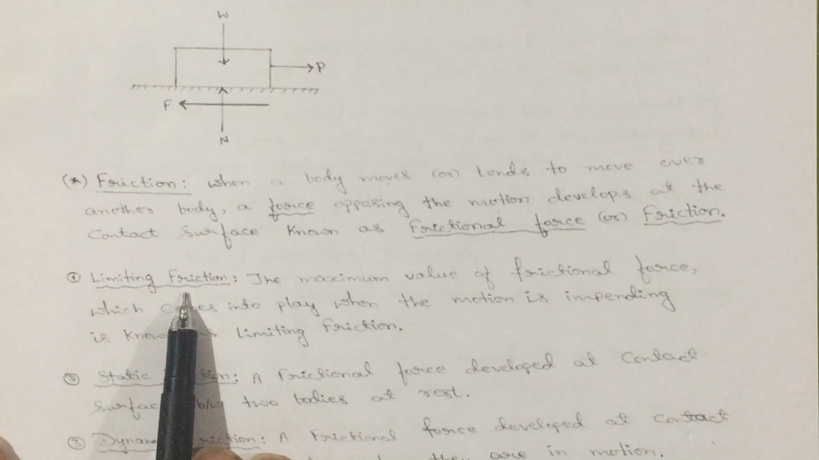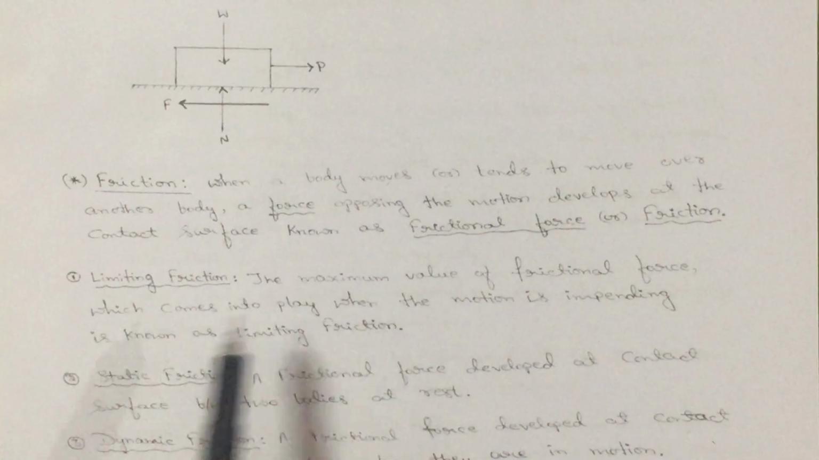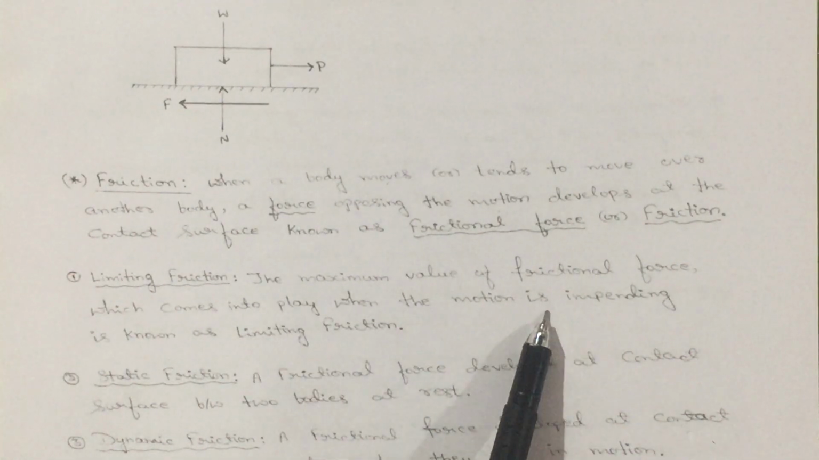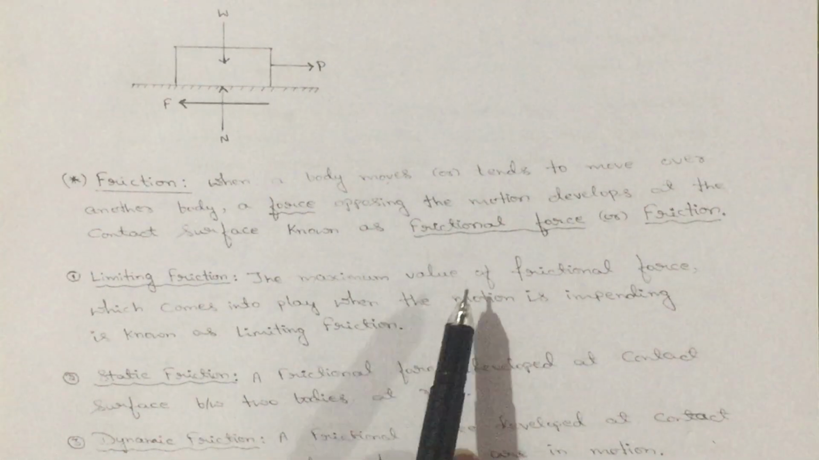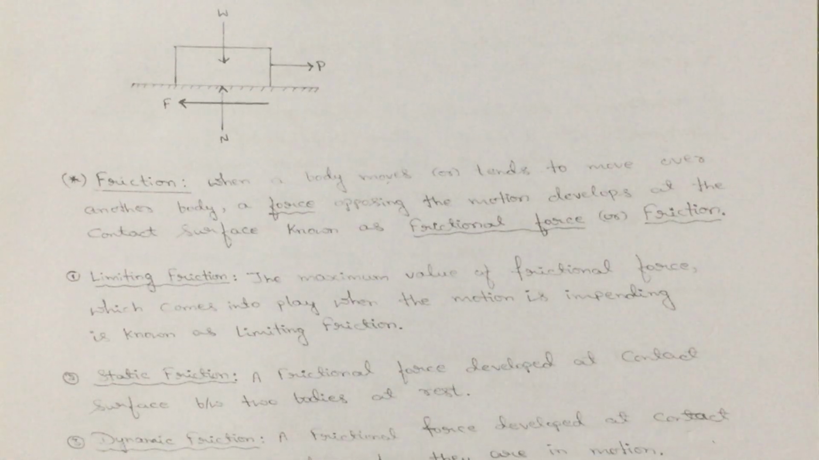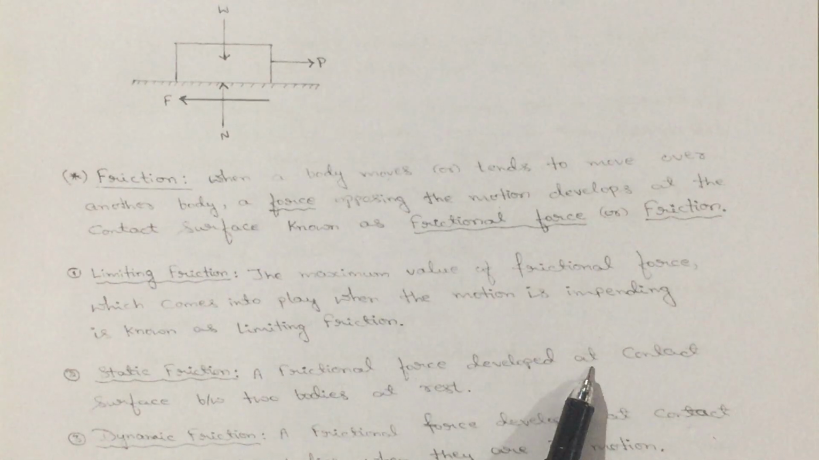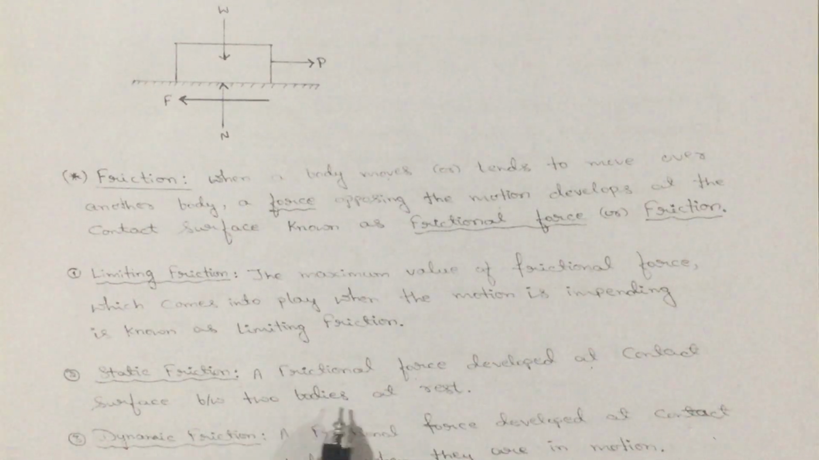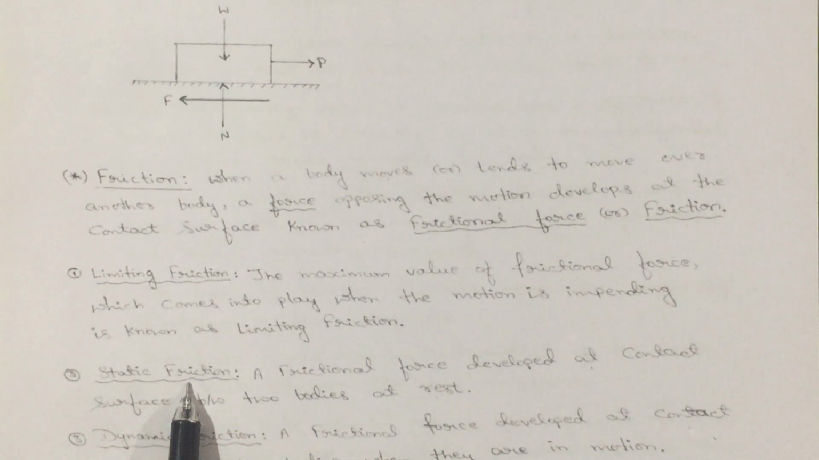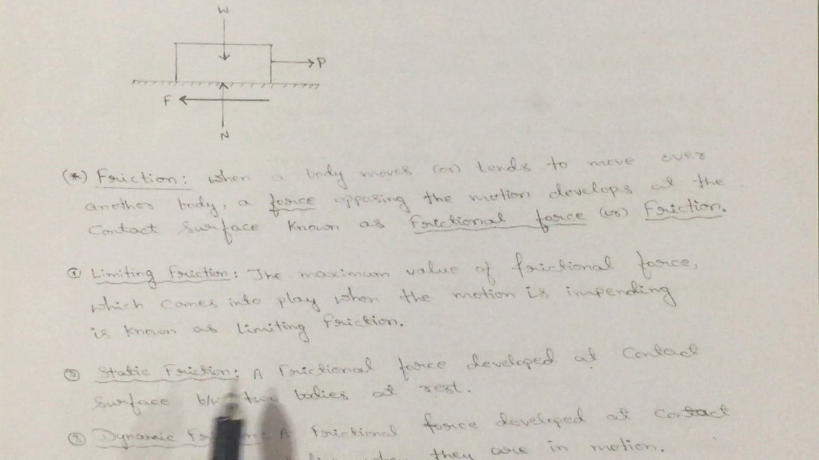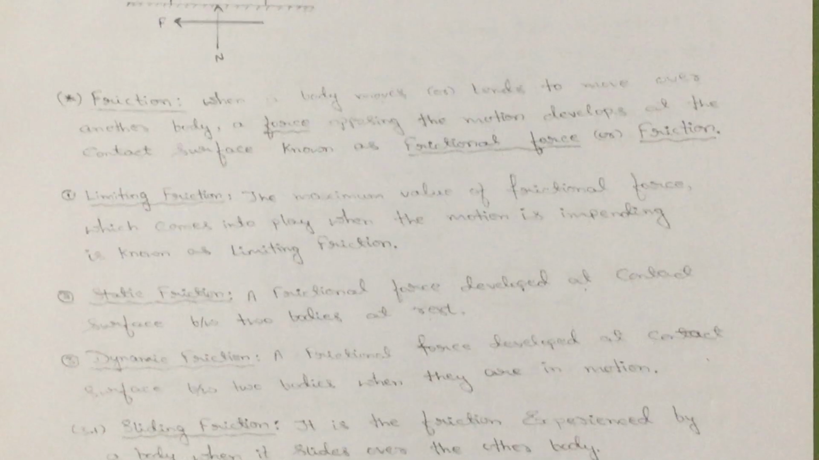Then, what do you mean by limiting friction? The maximum value of the frictional force which comes into play when the motion is impending is known as limiting friction. It is the maximum value of the frictional force. What do you mean by static friction then? A frictional force developed at the contact surface between two bodies when the bodies are at rest is known as static friction. Static friction is a frictional force, but the two bodies should be at rest.